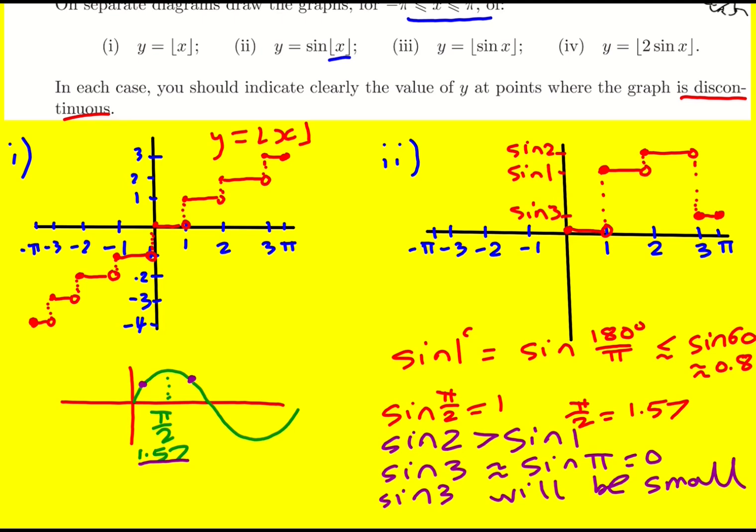Now we can do very similar with the negatives. So we've got the period between 0 and -1 is going to jump down to sine of -1. And remember, sine, I didn't draw it on there, but sine is an odd function. It just basically reflects in the x-axis for negative values from what it was for positive values. So this is going to equal minus sine of 1.